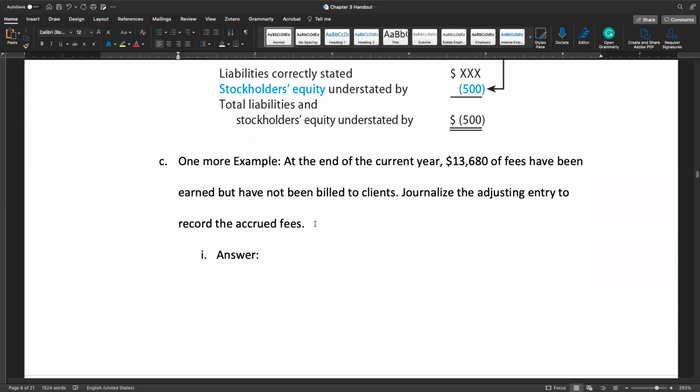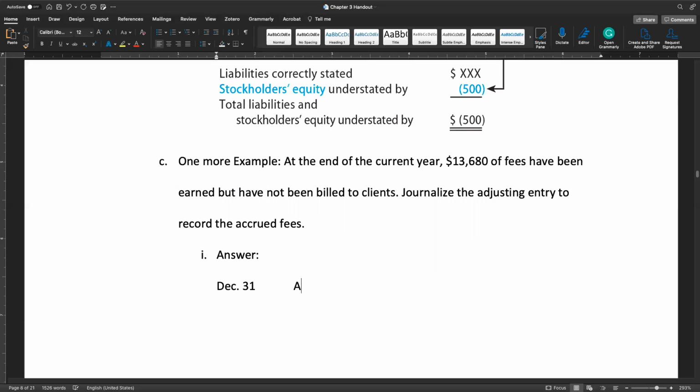All right. One more example of this. At the end of the current year, we have $13,680 of fees that have been earned but have not been billed to clients. So we're going to do the adjusting journal entry to record our accrued fees. All right. December 31st. What account are we going to debit?